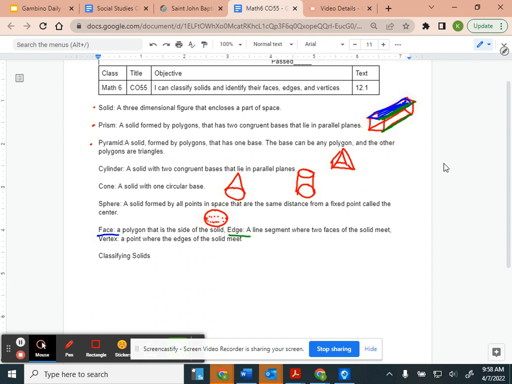And then the vertex is a point where the edges of the solid meet. Where two edges meet, they meet at the vertex. So it's the corners. The vertex is the corners. The face is the side. The edge is where the two sides meet, that line. And then the vertices are the corners. So we need to practice classifying our solids.